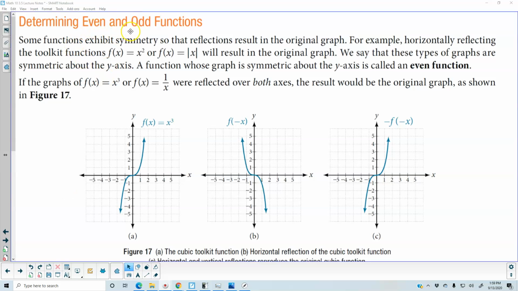Determining even and odd functions. Some functions exhibit symmetry so that reflections result in the original graph. For example, horizontally reflecting the toolkit functions f of x equals x squared or f of x equals the absolute value of x will result in the original graph. We say that these types of graphs are symmetric about the y-axis.